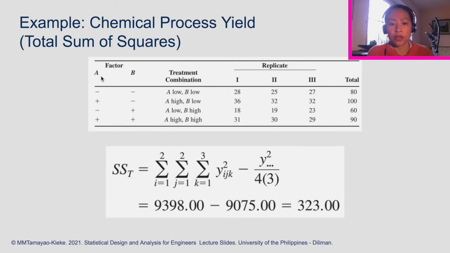So to compute the total sum of squares, we use the said formula and we get 323.00. This value here was obtained by just getting the sum of the squares of each of these observations. And of course, the grand total is equal to 80 plus 100 plus 60 plus 90. And then you square that, divided by 4 times 3 to get 9,075. And we get here the sum of squares total to be 323.